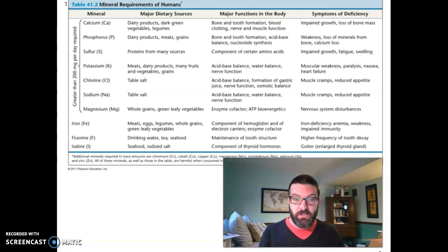The ones we need the most of are calcium and phosphorus, which are necessary for our bones, sulfur, potassium, which is important for nerve function, chlorine and sodium, so NaCl, salt, which is important for osmotic regulation in our blood and also nerve function. But even things like iron, which we need very little of, are still necessary for you to be able to transport oxygen through your blood. Iodine, you need a very small amount, but it's necessary for your thyroid function and for your metabolism function.